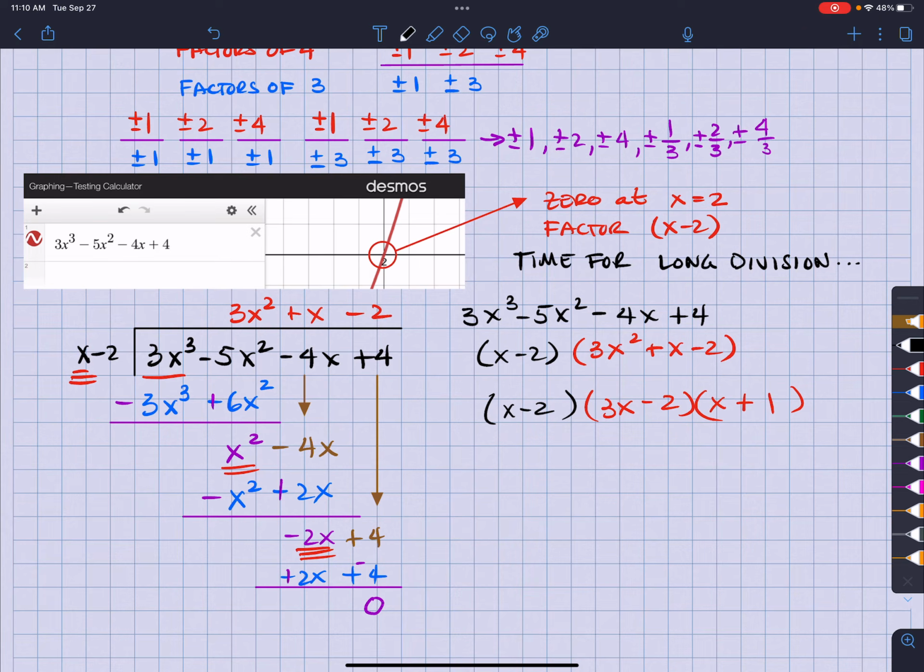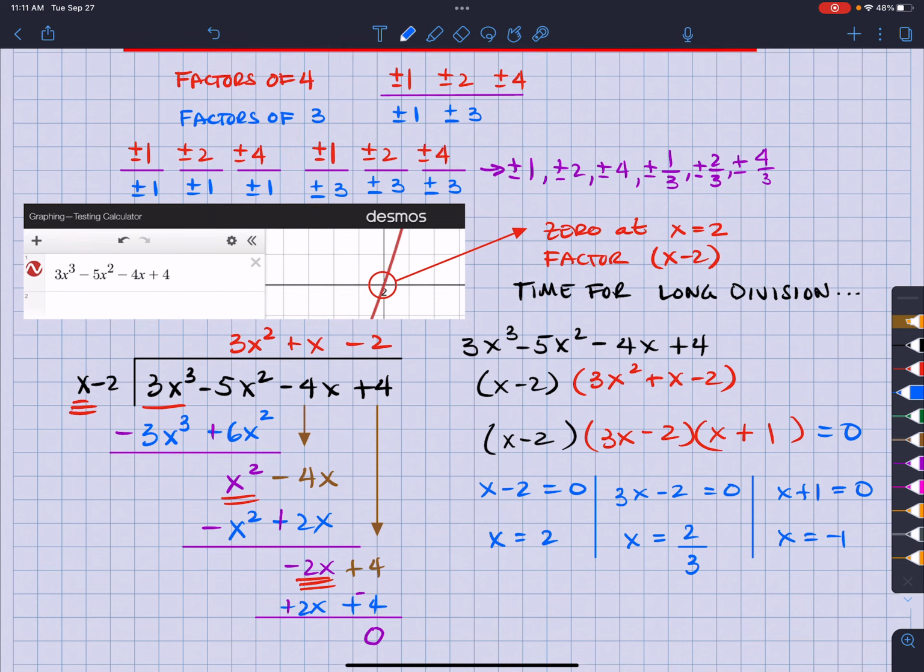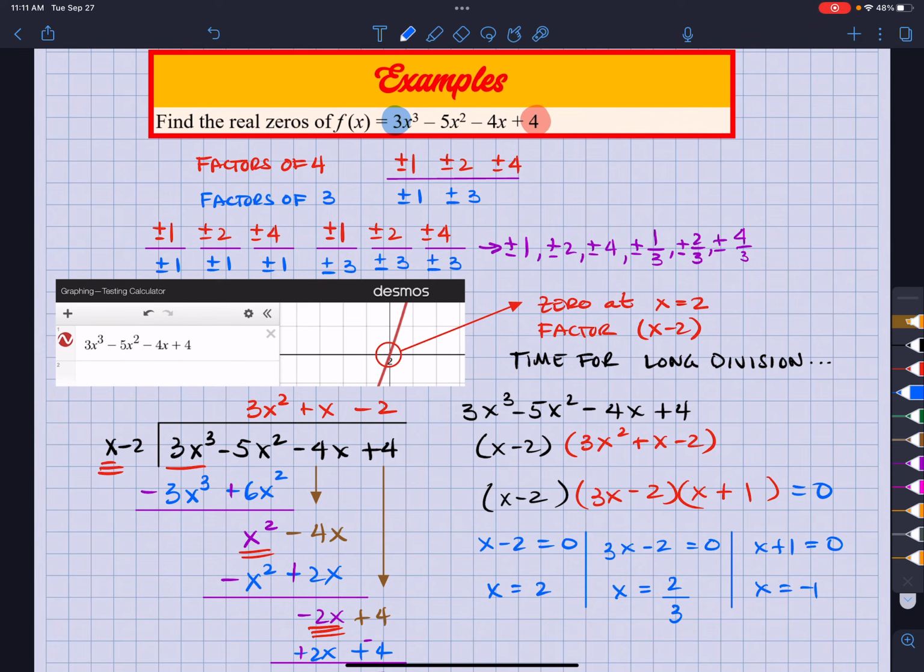So if I was to set it equal to 0 to find my zeros, then I would do x minus 2 is equal to 0, 3x minus 2 is equal to 0, and x plus 1 is equal to 0. So my zeros are going to be at x equals 2, x equals 2/3, and x equals negative 1. So that's where my zeros would be. All right, so I have found my real zeros.